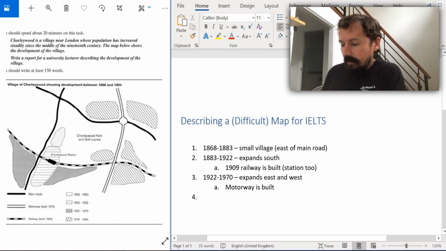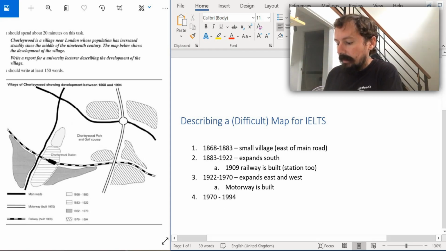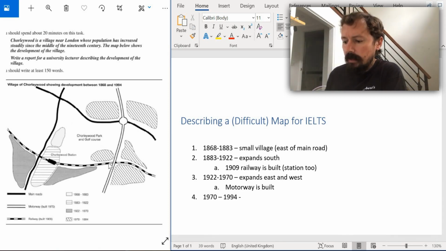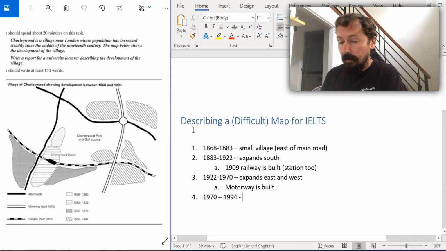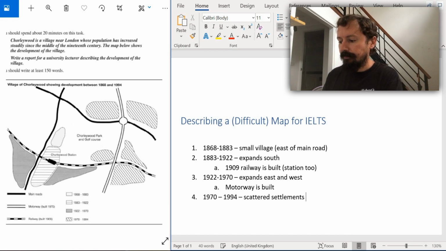And then that brings us to the final section, which is 1970 to 1994. There we go. And in that time, what happens? Well, we can see now the new areas that are built have been built over to the east of the map and around the new motorway. And they're not just one unified area, there's several. So let's say scattered settlements.